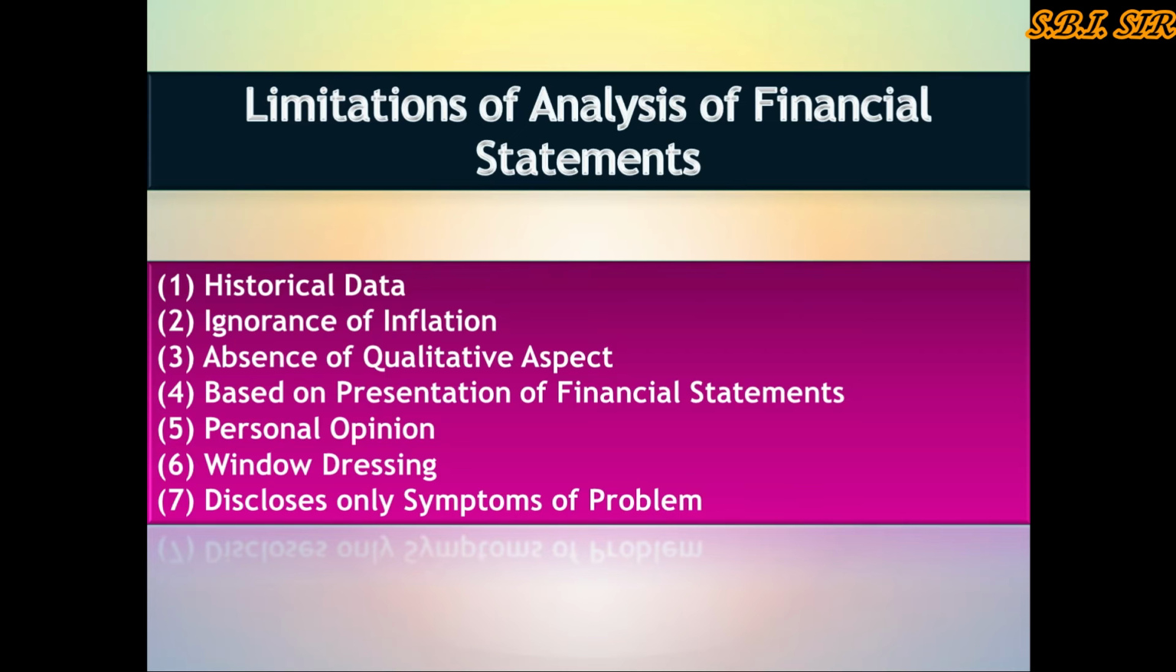Seventh and last, discloses only symptoms of problem. Financial analysis provides information of causes of the problems but does not provide the solution of it. For example, if company has expected 30% of gross profit and company earns 20% gross profit, the reduced gross profit rate can be seen through financial statement analysis. But why gross profit is reduced cannot be ascertained. The management has to find out the solutions and has to frame strategy accordingly.